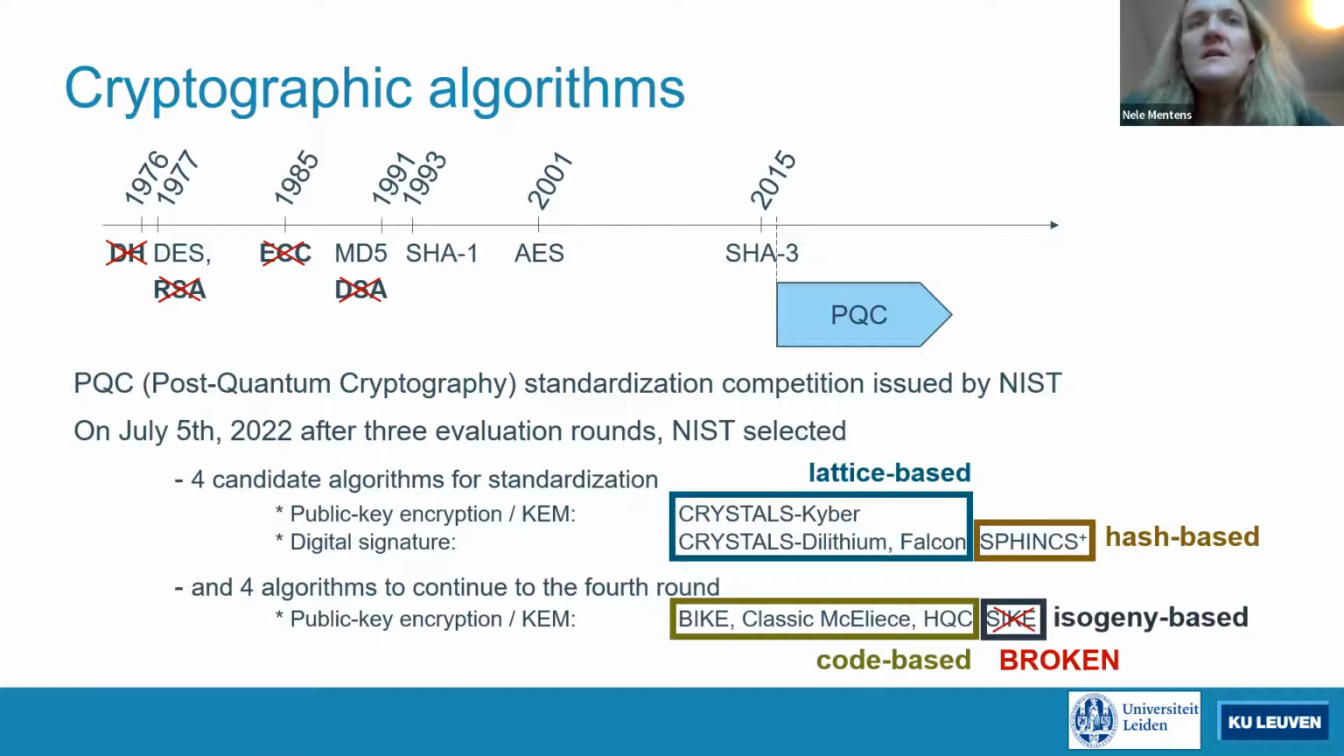Unfortunately, or fortunately, 1 month after, more or less, this announcement, SIKE was broken. So this will not continue in the competition. That doesn't mean, by the way, that all isogeny-based algorithms are now broken. It was mainly in some of the additional computations in SIKE that had nothing to do with the isogeny-based security properties. It was more in the additional computations that the flaw was found. So it's not that isogeny-based crypto is dead. It's just that SIKE.